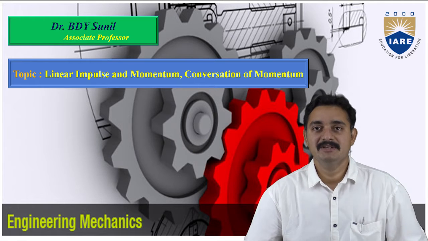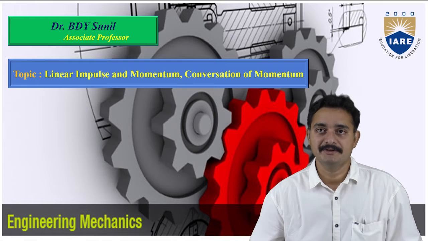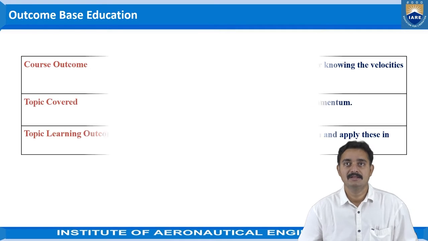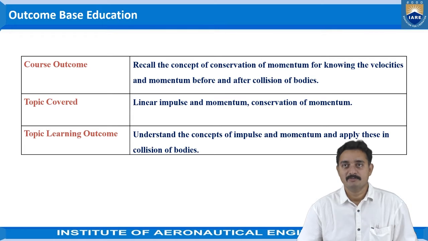In this session, we will be learning about the linear impulse and momentum and conservation of momentum. The outcome of today's topic would be to recall the concept of conservation of momentum for knowing the velocities and momentum before and after collision of bodies. The topic covered would be linear impulse and momentum, conservation of momentum. The topic learning outcome is to understand the concepts of impulse and momentum and apply these in collision of bodies.